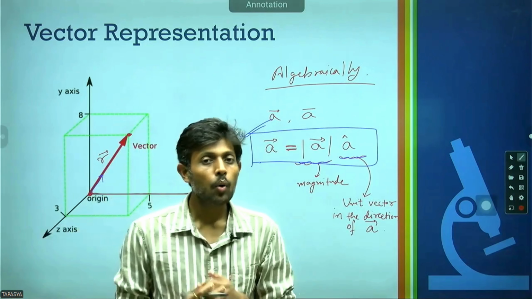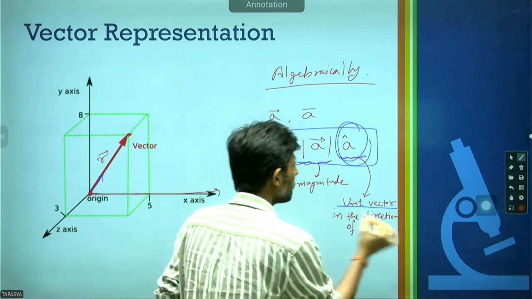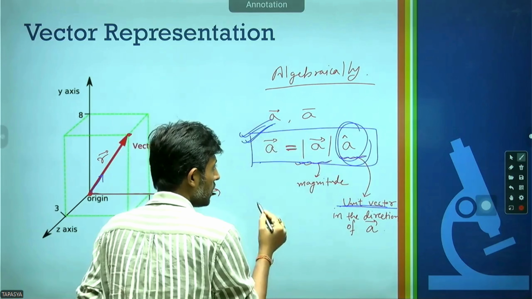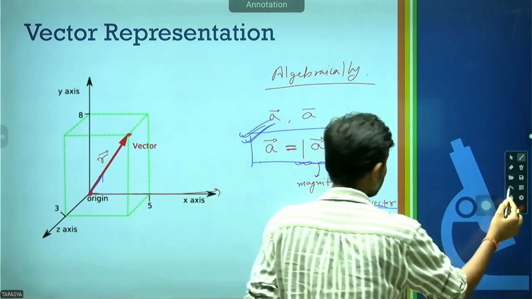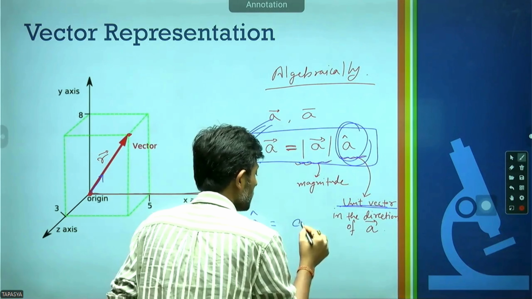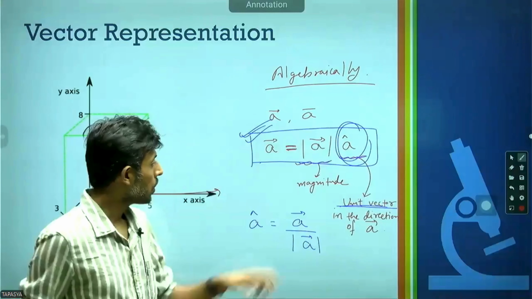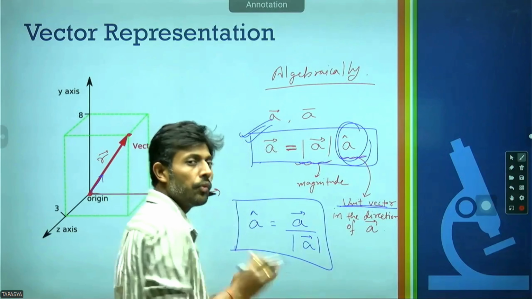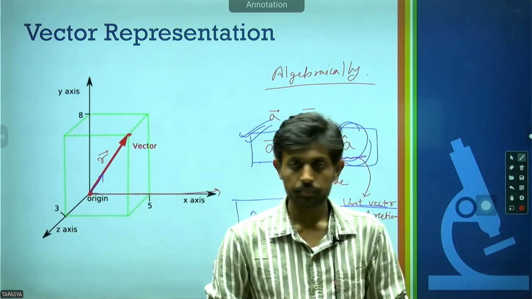Now the question would be, what is a unit vector? This is something new for me. So the unit vector is defined like this. We use the same definition. A hat, or the unit vector, would be given as A upon modulus of A. Okay, we just bring this to the other side. So the original vector, when you divide it by its magnitude, you get a unit vector.